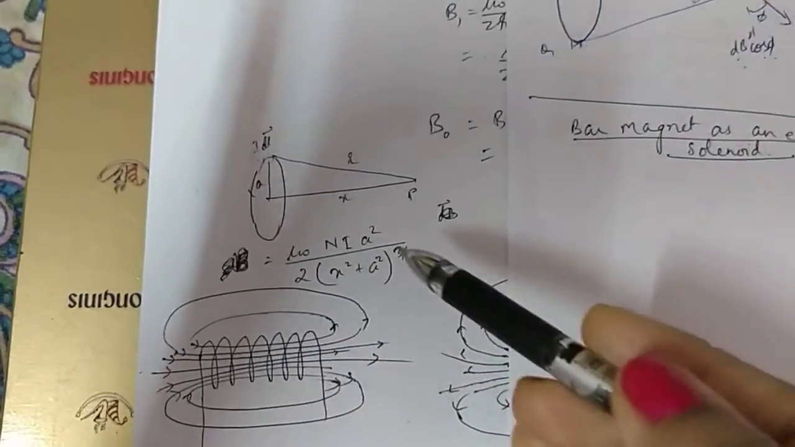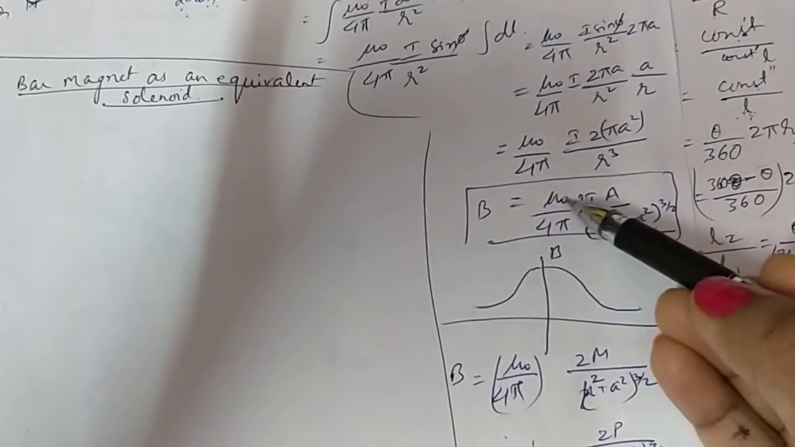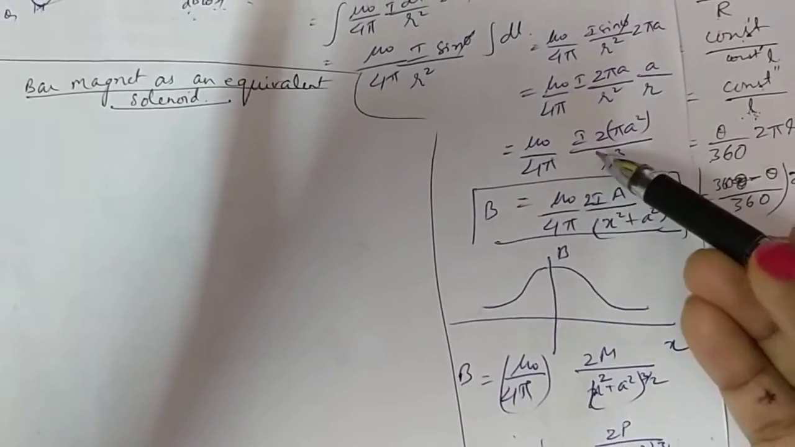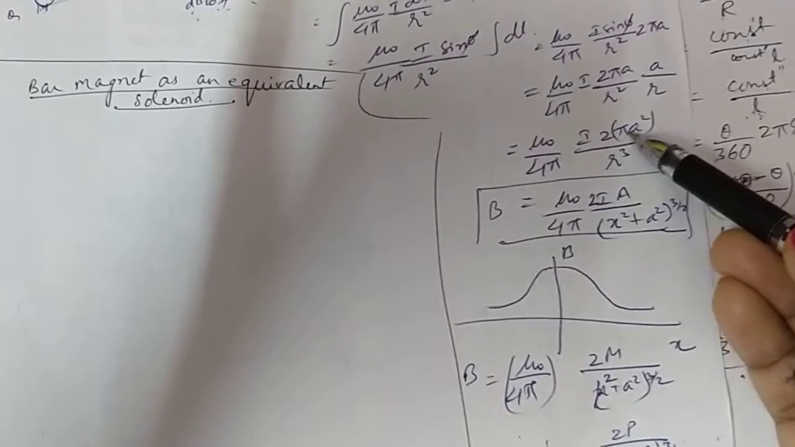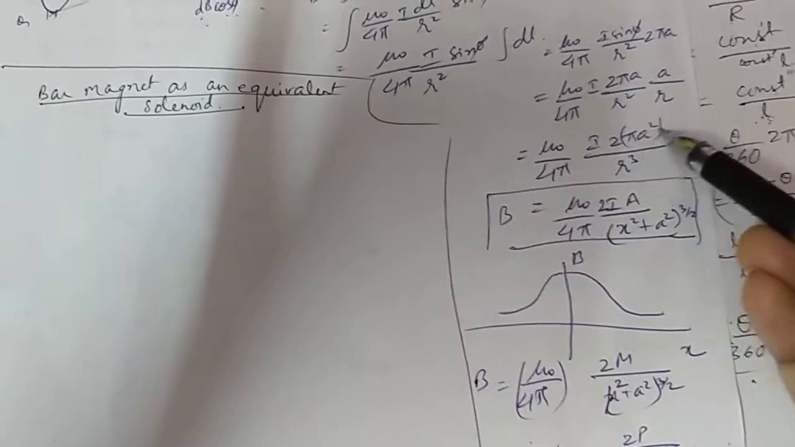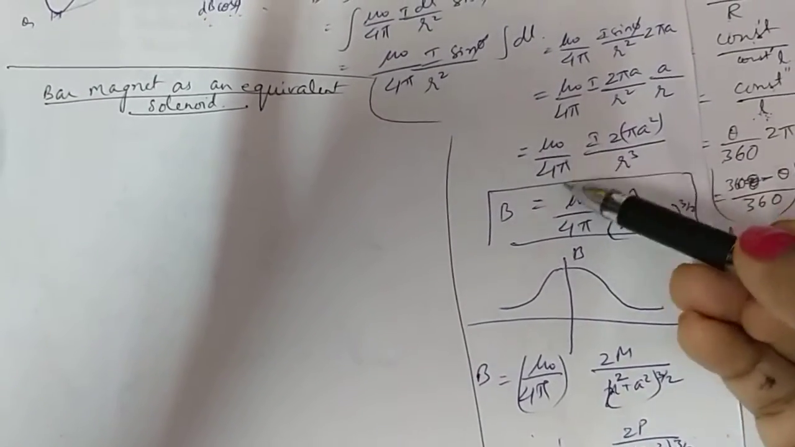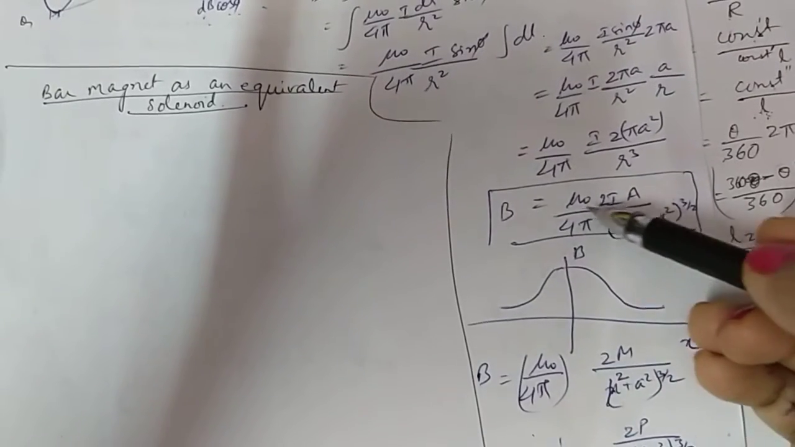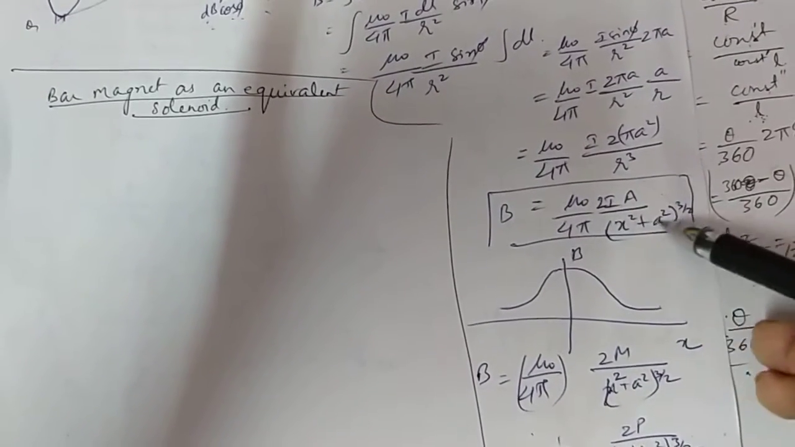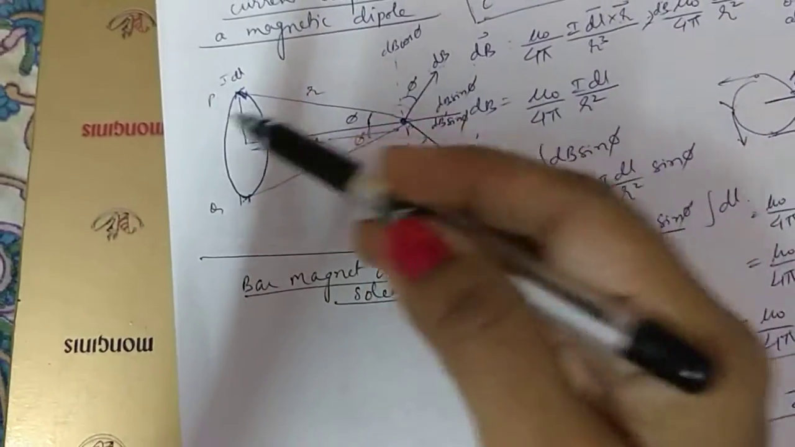Okay, now if you multiply and divide this expression by 2 pi, here you see, mu naught, I am multiplying and dividing by 2 pi. So I get 2 pi a square, which becomes, this pi a square becomes area, capital A. Okay, so 2iA, and here this 2 pi becomes 4 pi. So the same expression, mu naught by 4 pi, 2iA by (x square plus a square) raised to power 3 by 2. So that is the expression which we get for a single current carrying coil.